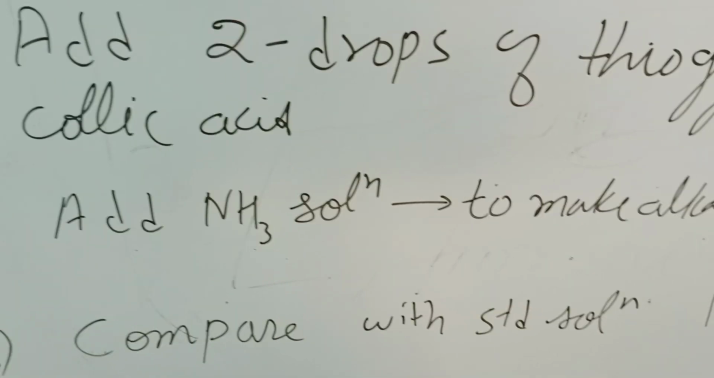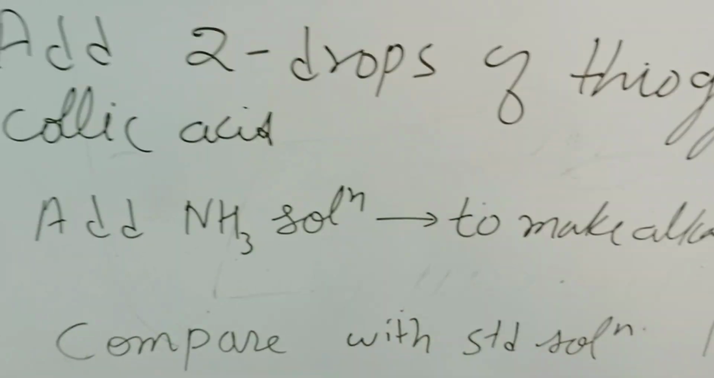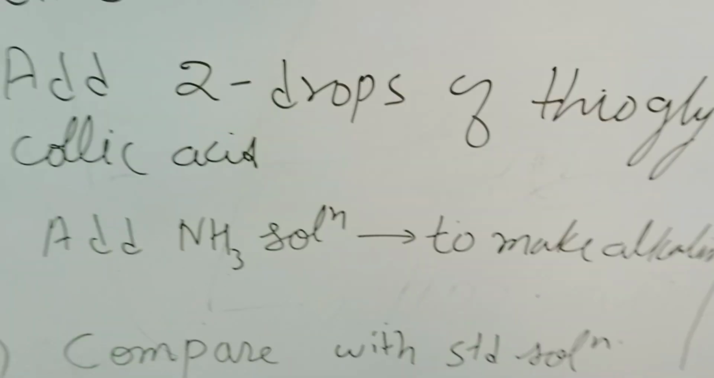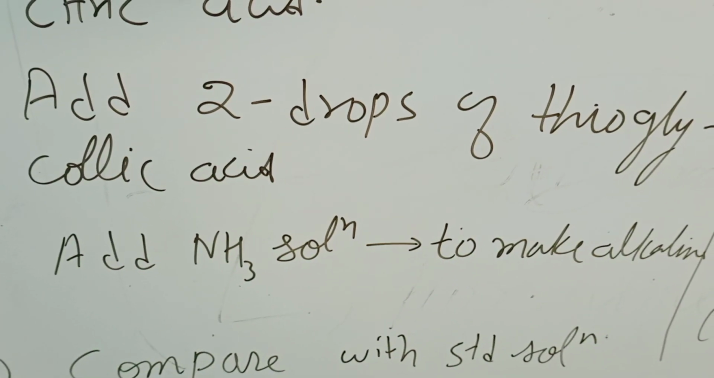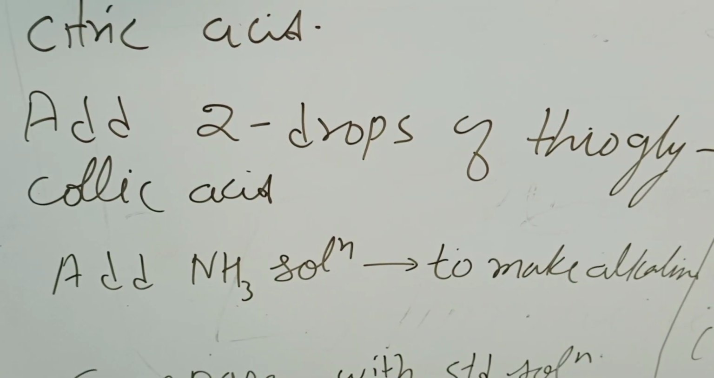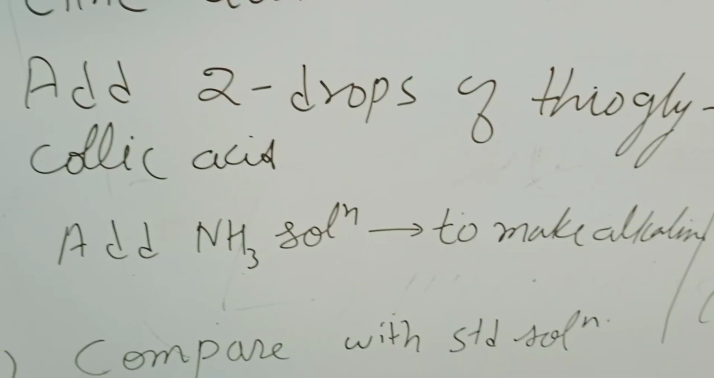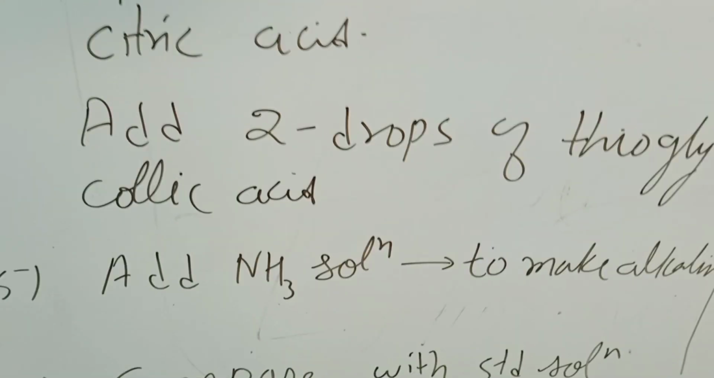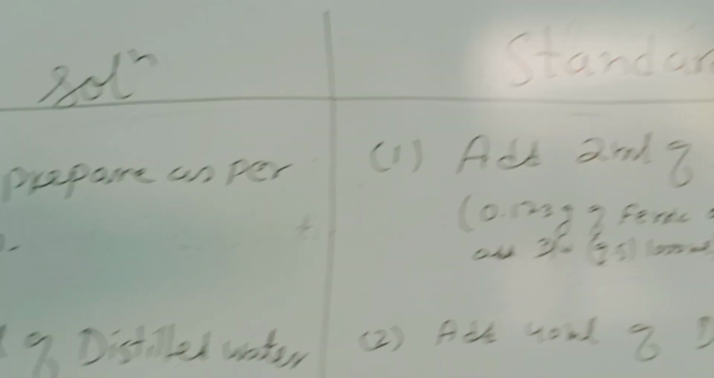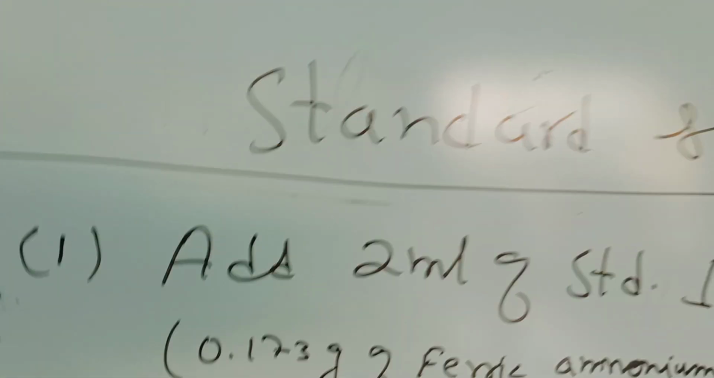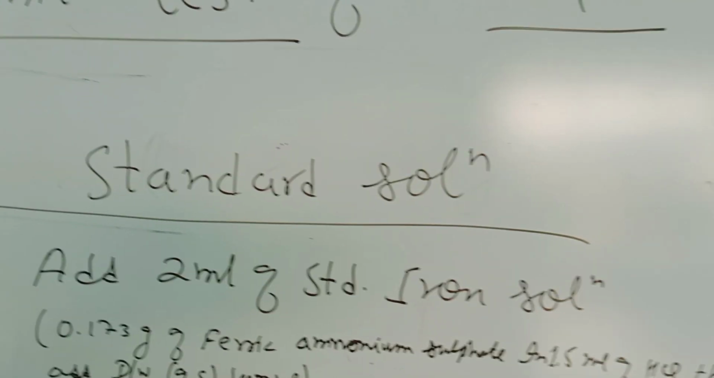After adding the ammonia, we have to compare the color produced by the iron present in the test solution with the standard solution. So let us look into how we will prepare the standard solution. I will let you know how the standard solution is prepared.